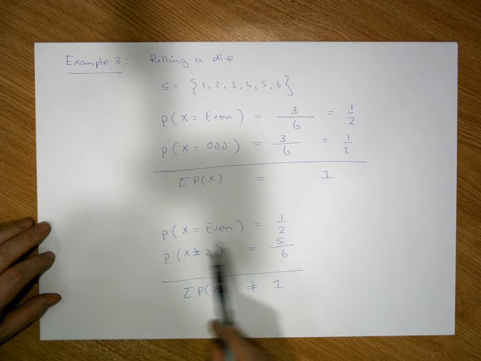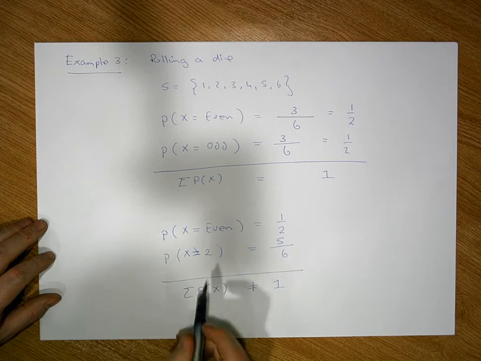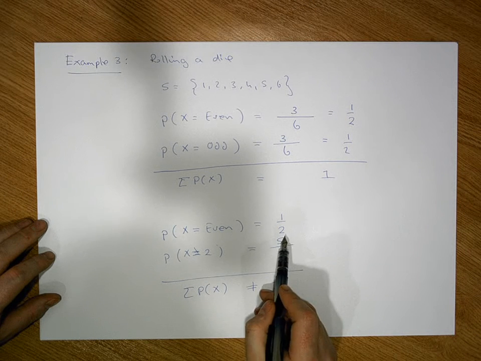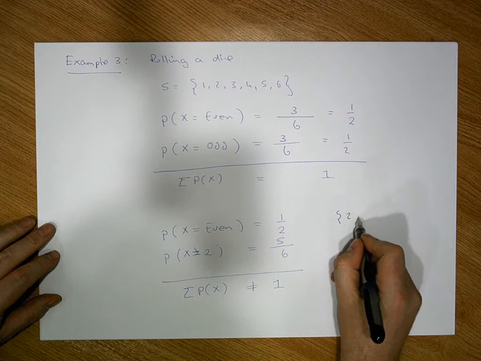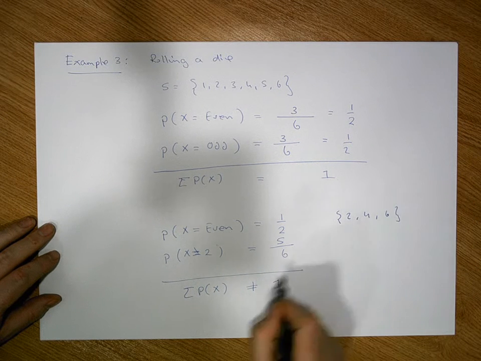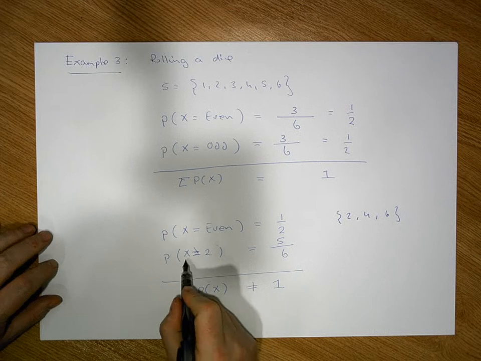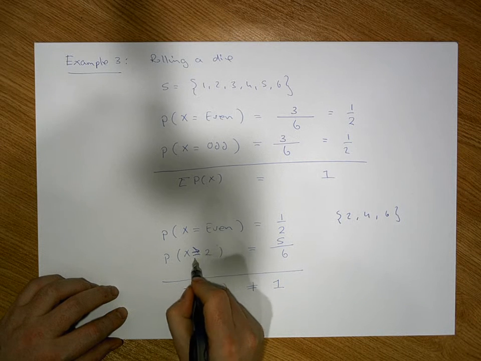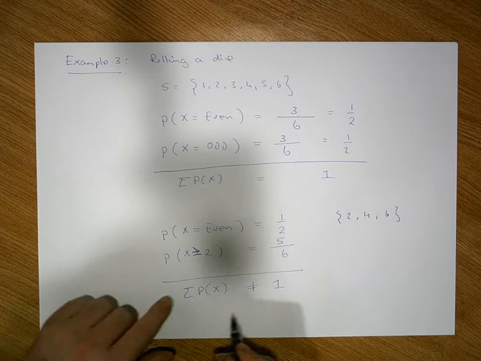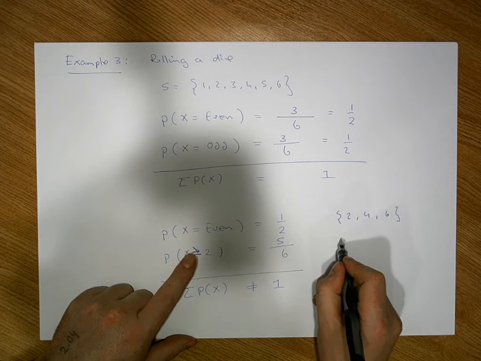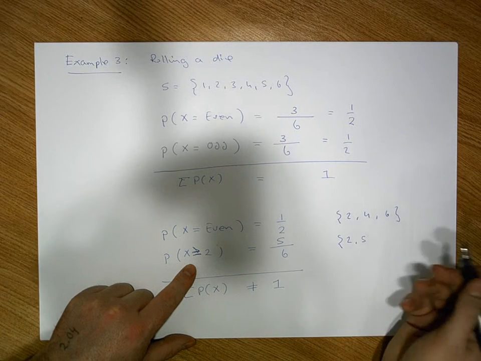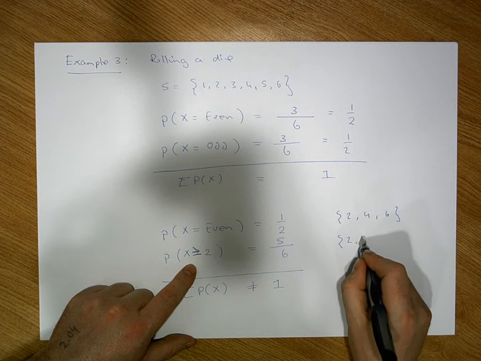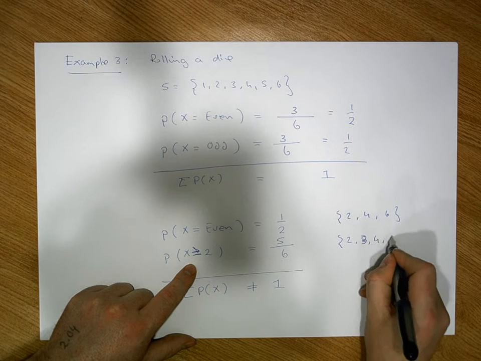Now in this situation, the probability of an even number is 1 over 2. What set was that event? That event was 2, 4, and 6. The probability of a number being greater than or equal to 2 has an event set representing the numbers 2, 3, 4, 5, and 6.